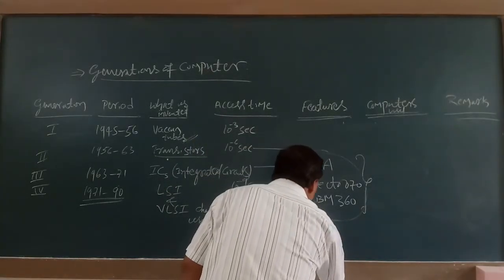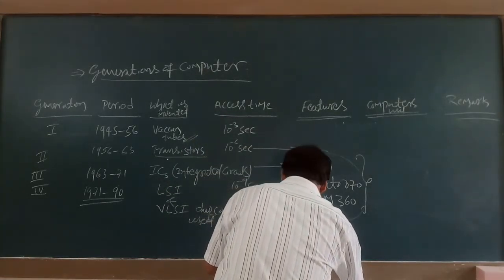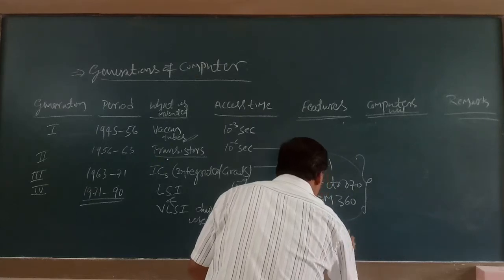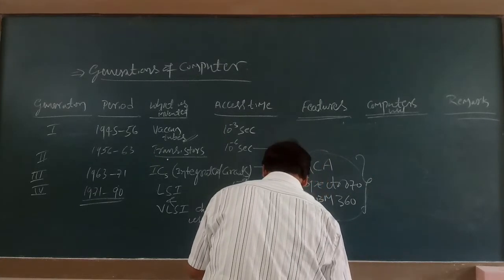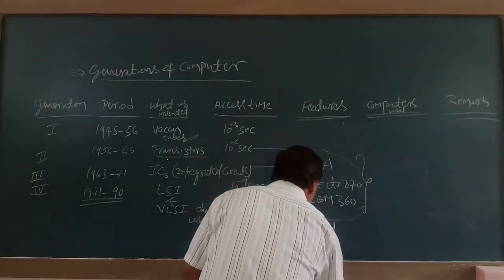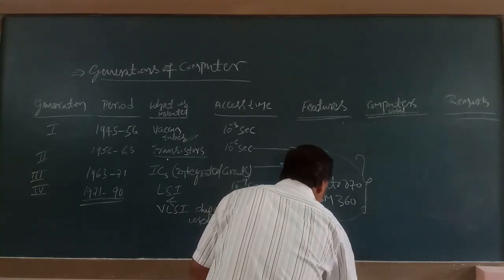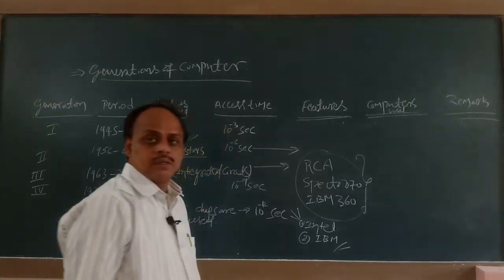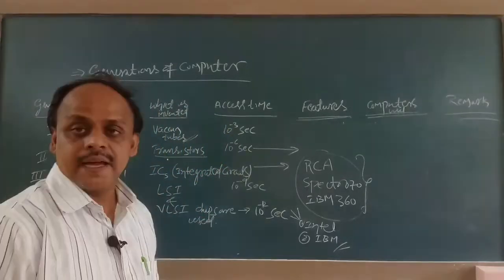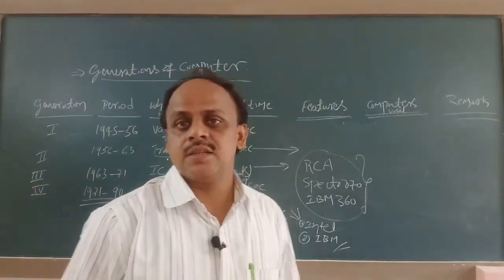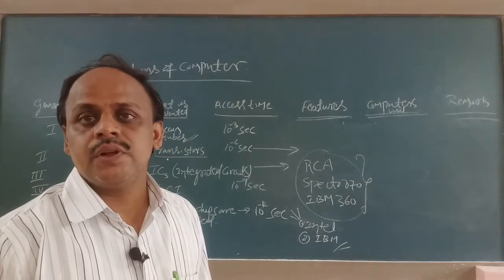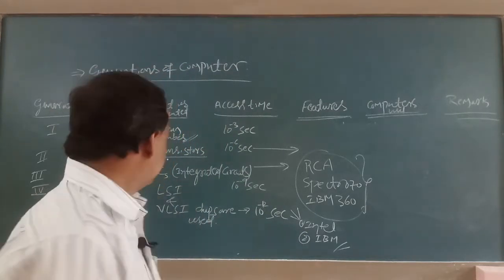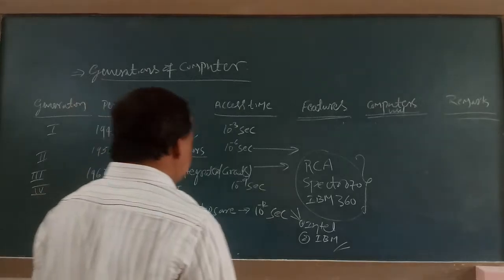Means Intel computers are used, as well as second one IBM computers are used. So these Intel and IBM computers are referred as fourth generation of computer. And let us see fifth generation of computer.